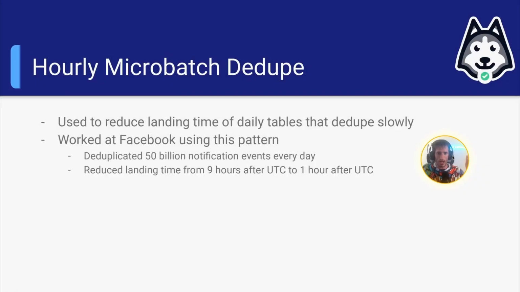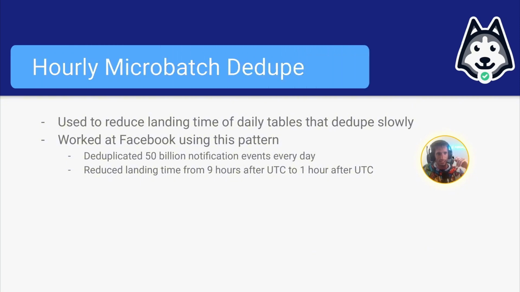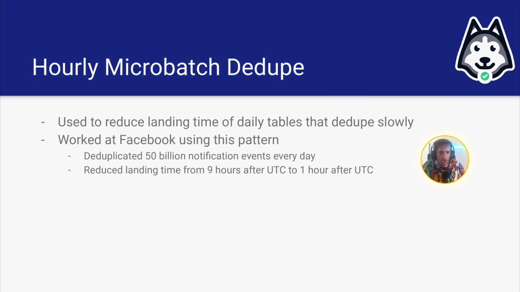This was how I actually pulled off deduplicating the Facebook notification data. I used this thing called hourly microbatch dedupe. And what this did was, instead of taking 9 hours, it was actually available 1 hour after midnight. And that was great. We were able to really solve this problem. But what does this pattern even look like? It's probably kind of messy. So we're going to go over each piece of this real quick.